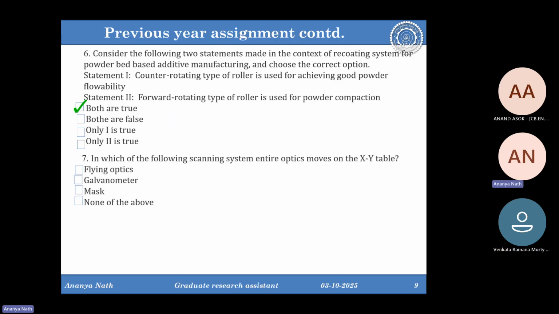In which of the following scan systems does the entire optics move in the XY table? It is the flying optics, where the entire system moves. Otherwise, in galvanometer, it's fixed. Even in mask projection, it's fixed.